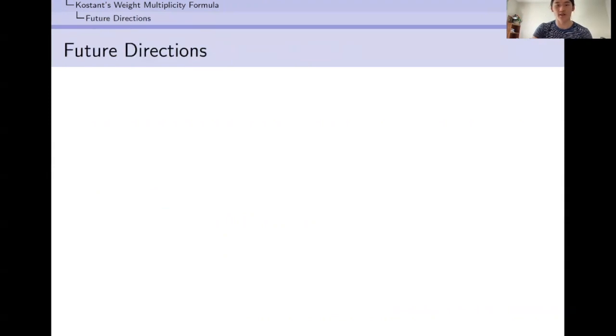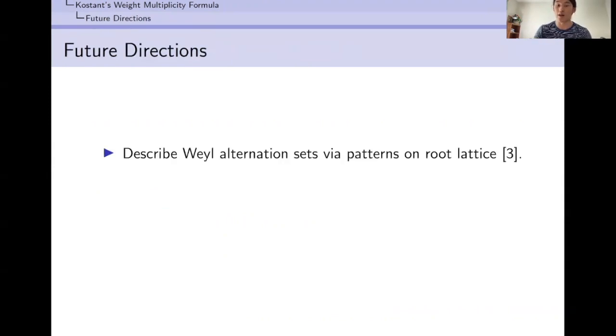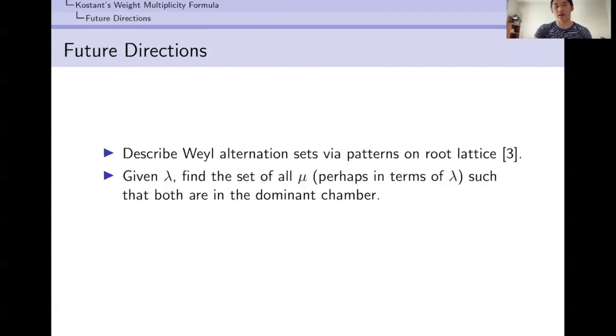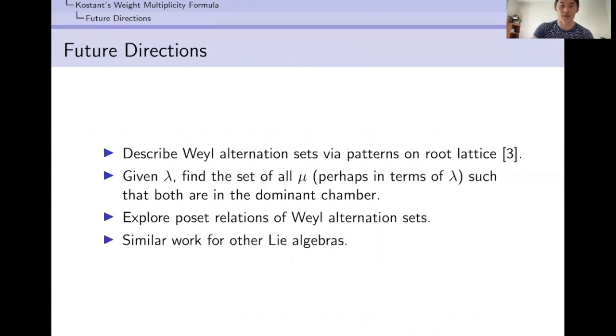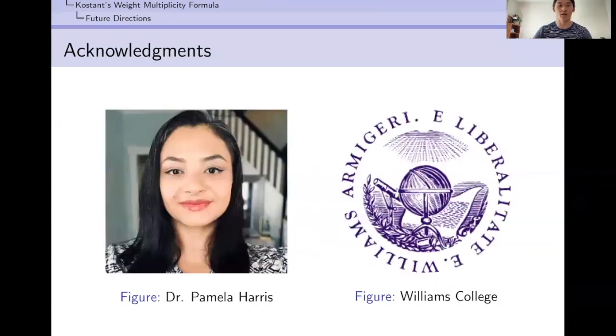For some future directions, we can consider a geometric angle trying to describe the Weyl alternation sets via patterns on the root lattice. We can also consider an algebraic angle where we try to find an algebraic relation between lambda and mu, where they're both in the dominant chamber. We can also explore poset relations of Weyl alternation sets, and we can also do similar work for other Lie algebras.